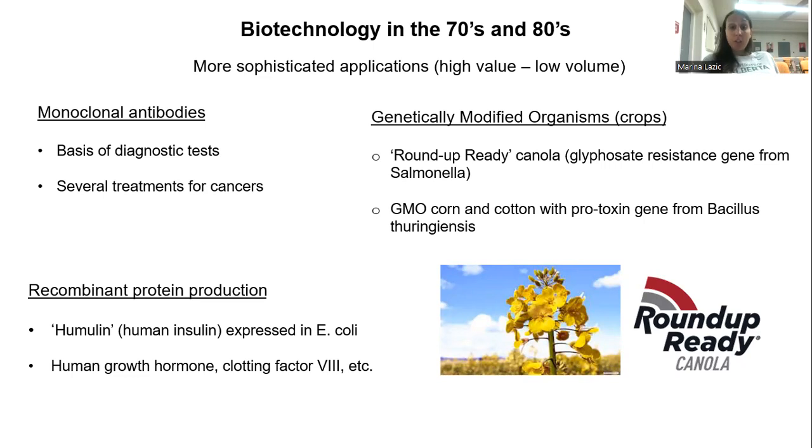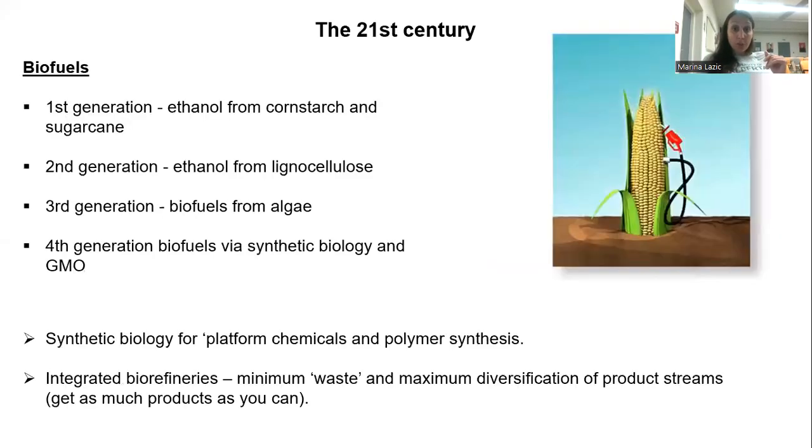Genetically modified organisms, so canola, this is Roundup Ready. This canola has a glyphosate resistance gene from Salmonella, and there is GMO corn and cotton with the protoxin gene from Bacillus. These crops were developed after technologies were established, like first restriction enzymes, then sequencing, then PCR. And that was a revolution.